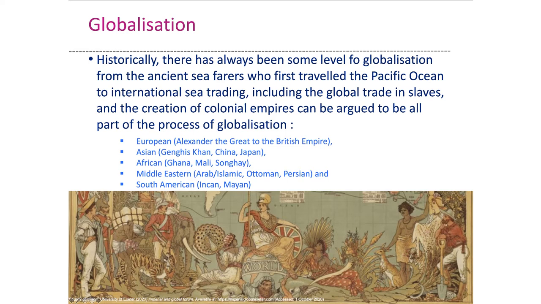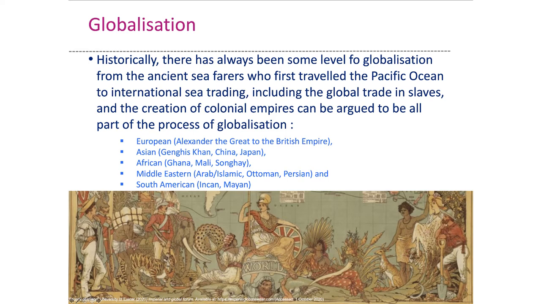Historically, there has always been some level of globalization, from the ancient seafarers who first traveled the Pacific Ocean to international sea trading in the 16th, 17th, and 18th centuries, to the global trade in slaves and the creation of colonial empires. All of these can be argued to be part of a process of globalization that has been going on for the last 2,000, 2,500 years.